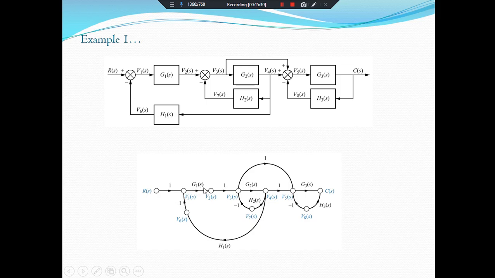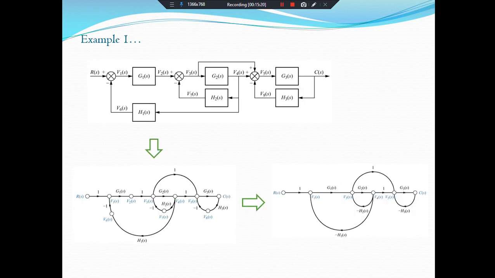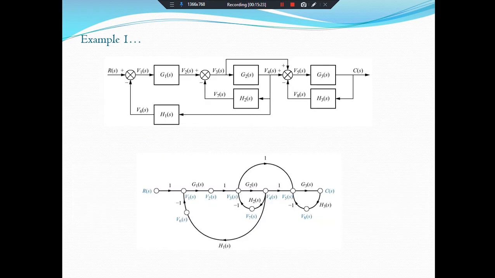We have written all the gains of the system, and we represent this block diagram as a signal flow graph, so the concept is more clear to you.